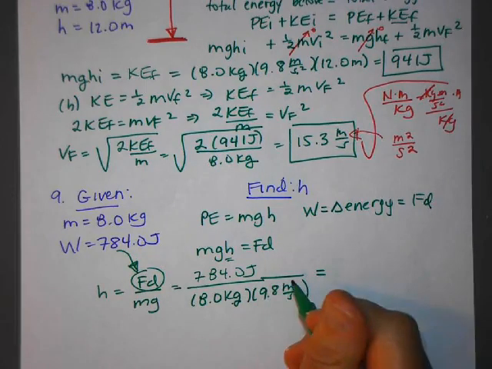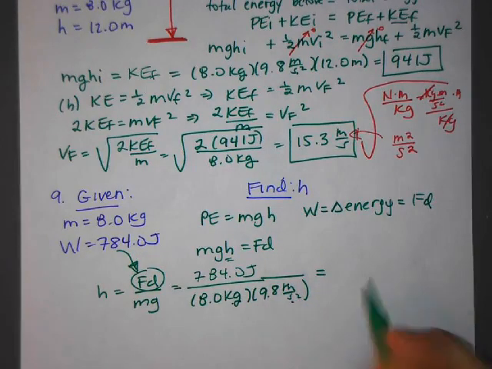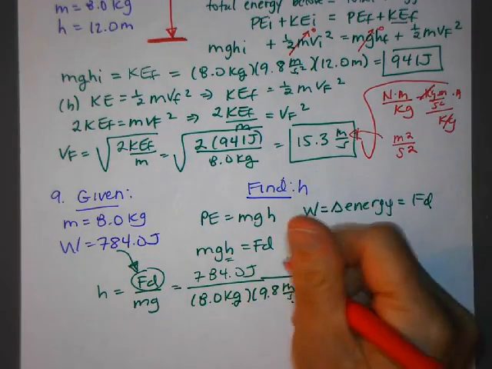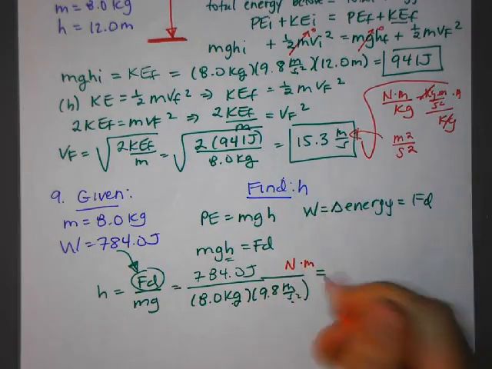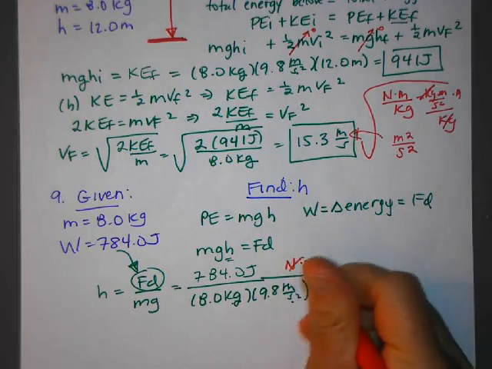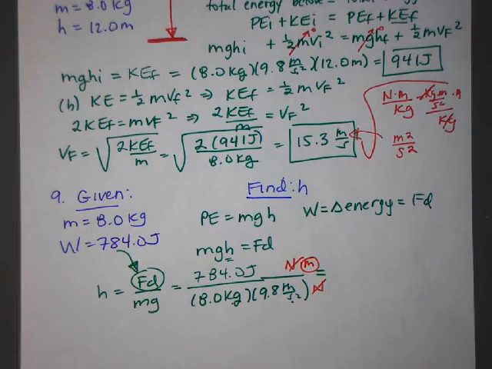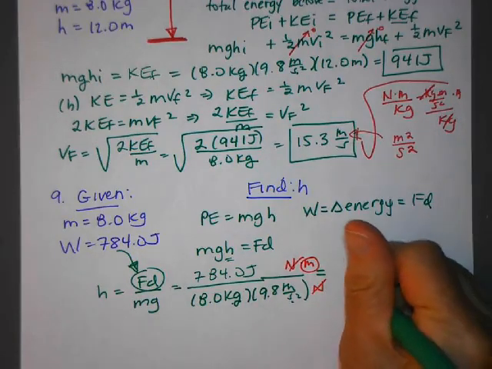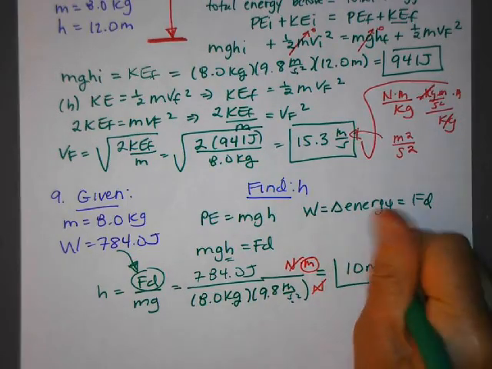And a kilogram meter per second squared is a newton. So remember, this is a newton times a meter. This is a newton. They cancel out. I'm going to get meters, which is my correct unit. And when I do this on my calculator, the height comes out to be 10 meters. That's it.